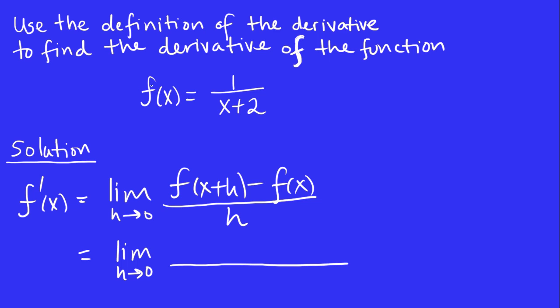Well, I like to think of it as f of anything is 1 over that thing plus 2. For some reason, we're going to be doing x plus h. So let's put x plus h in there. On the right-hand side here, wherever I see a copy of x, I'm just going to replace it by x plus h. When I do that, it's going to become 1 over x plus h plus 2. So that's easy. And like we said, f of x is just 1 over x plus 2. And it's all over h.